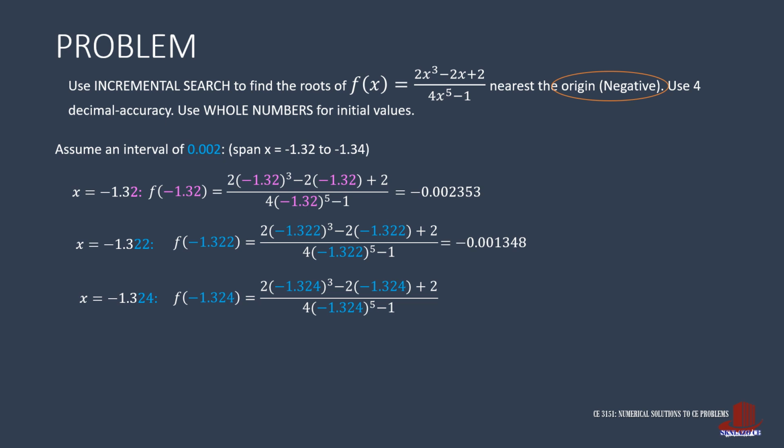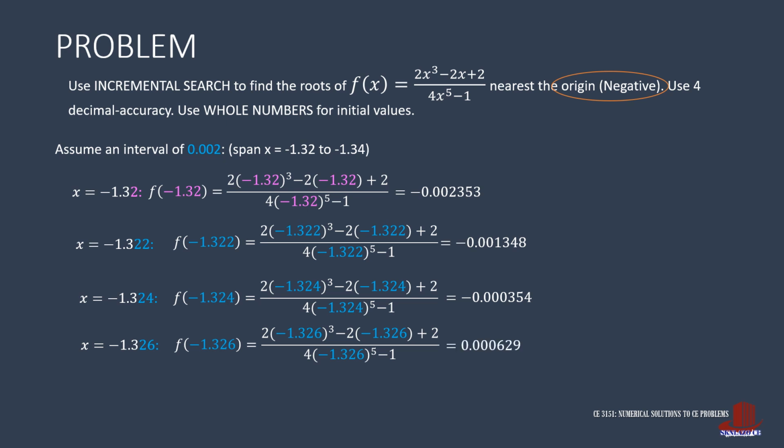Let's look for a positive function, so subtract another increment and get negative 1.324 into the function to have f of x as negative 0.000354. There are more zeros now, but with insufficient accuracy still. So take another increment and plug negative 1.326 into the function, having twice of negative 1.326 cubed minus 2 times negative 1.326 plus 2, divided by 4 times negative 1.326 raised to 5 minus 1, which yields 0.000629. We finally have a positive function, so no need to iterate further.